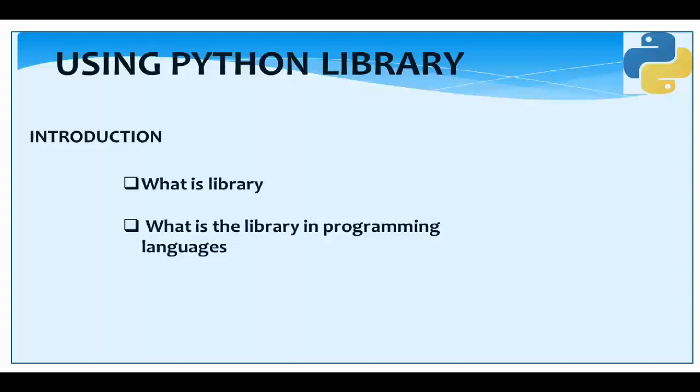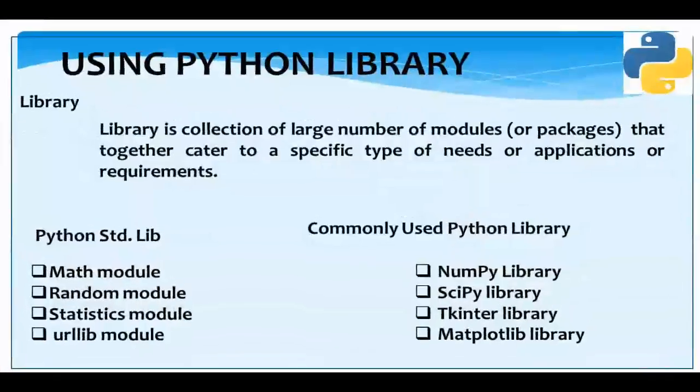So you must have understood what a library is. Now we can give a basic definition: a library is a collection of a large number of modules or packages that together cater to a specific type of need, application or requirement. In Python, some standard libraries are available, and the standard library already contains the math module, cmath module, random module, statistics module and urllib modules. These modules provide functions for various tasks, and the functions are categorized in these modules.